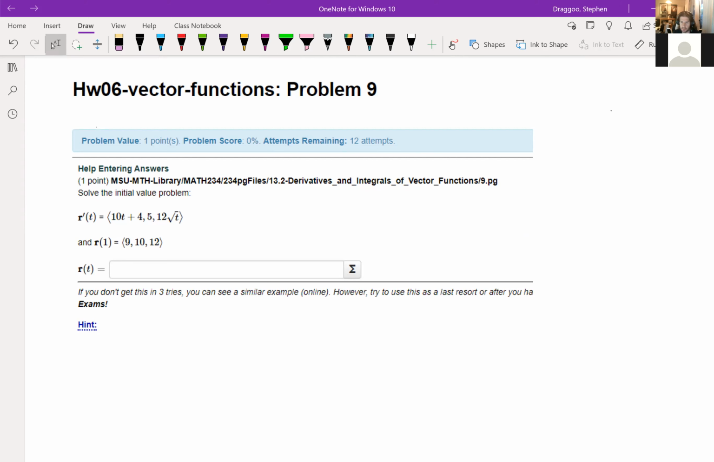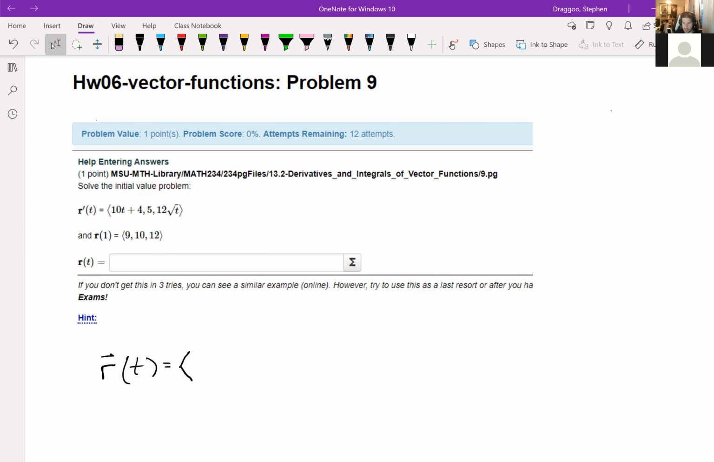Solve the initial value problem. The derivative vector r' is given right there, and we're also told that r evaluated at 1 is equal to some point. So if we want to get r, and we're going to play a little bit fast and loose with the notation here, because I think it helps us make some sense out of it, even if it isn't the most technically correct version of the notation. If I have the derivative vector and I want to get the original vector, I should just integrate each term.